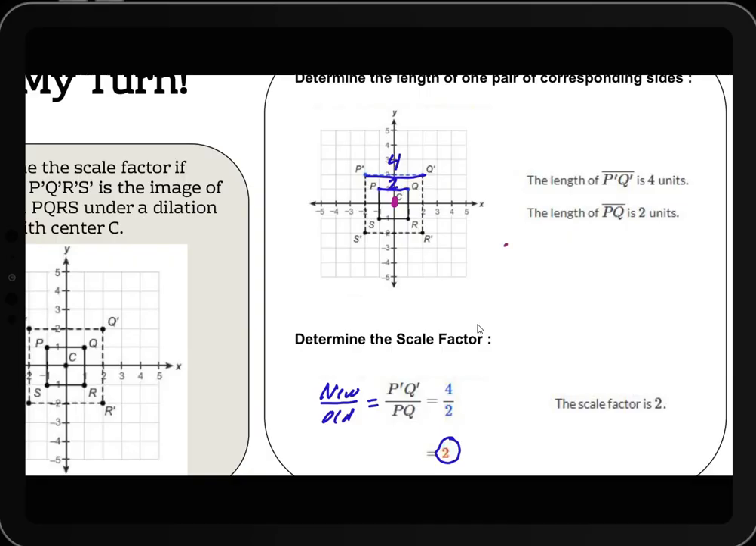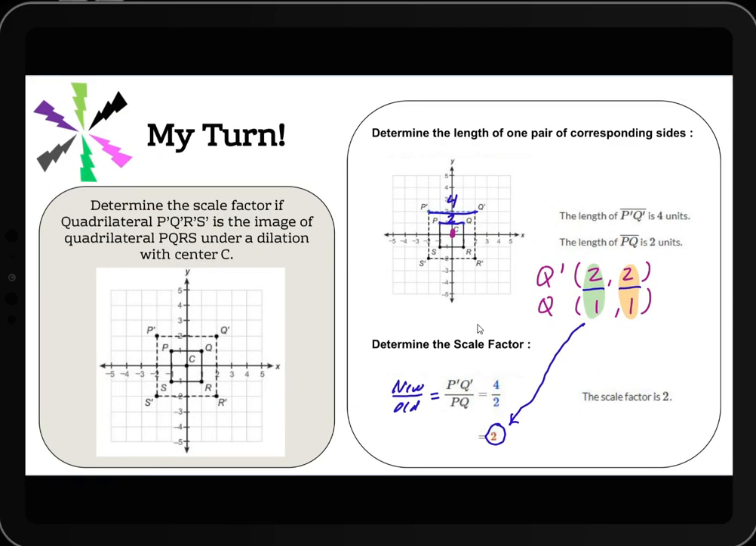You can also look at coordinates as well, Q prime and Q. Q prime is 2, 2. Q is 1, 1. And just look at the ratio of the x and y values. The ratio of the x values is 2/1. The ratio of the y values is 2/1. That reveals the scale factor as well. Okay, so just keep in mind that there's more than one way to find the scale factor in the coordinate plane.